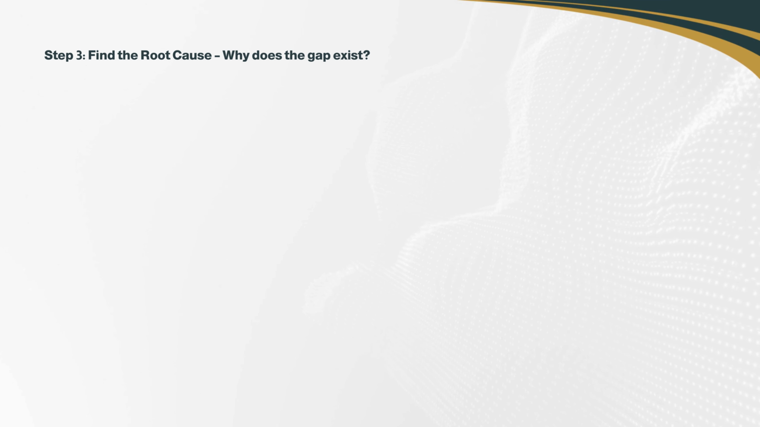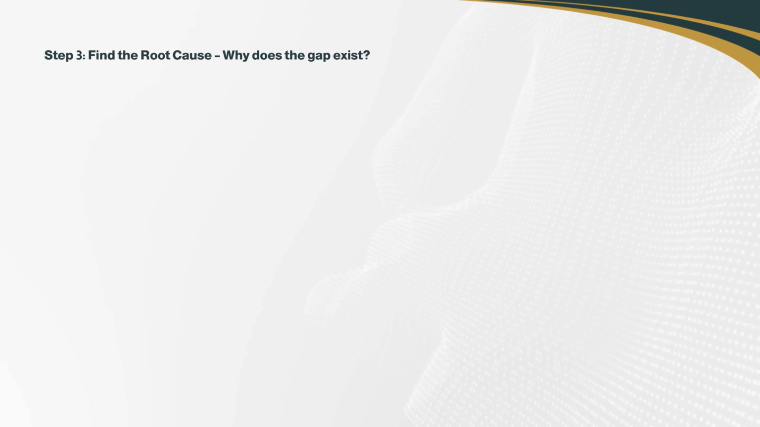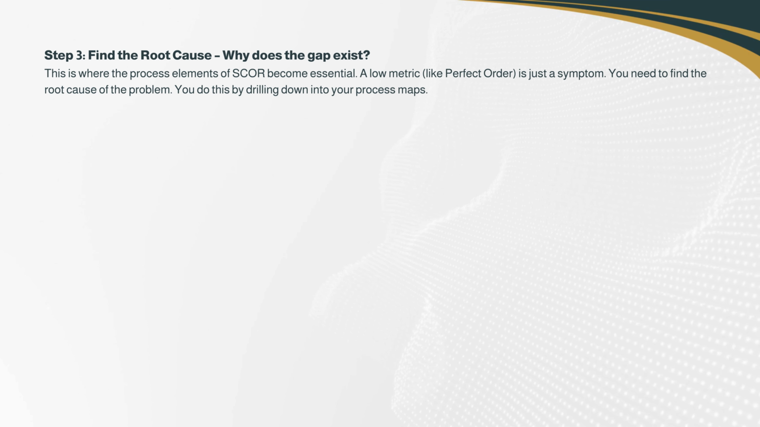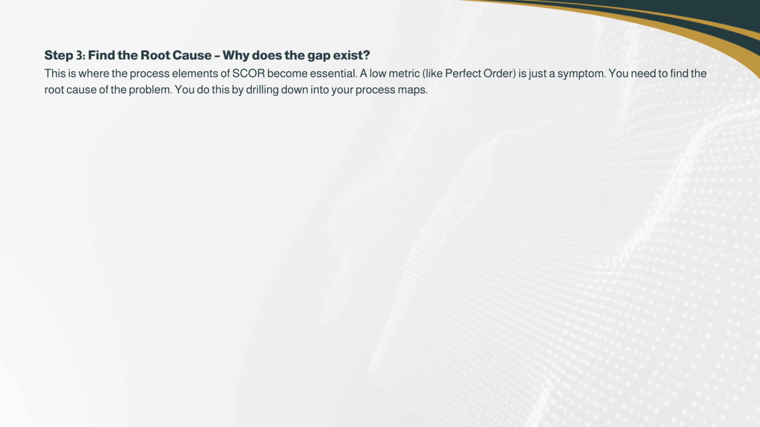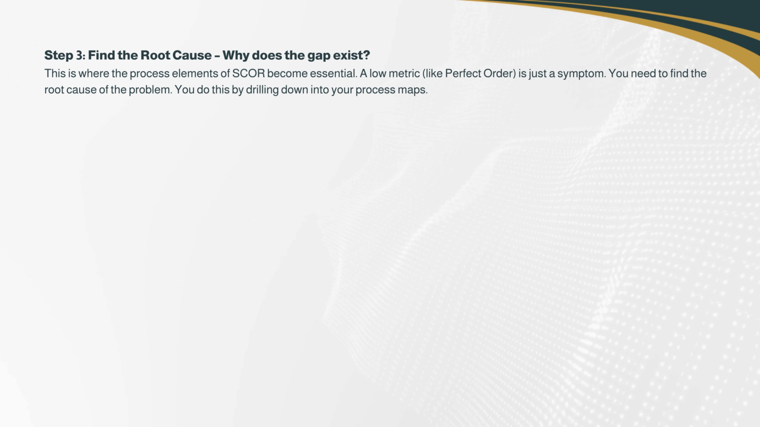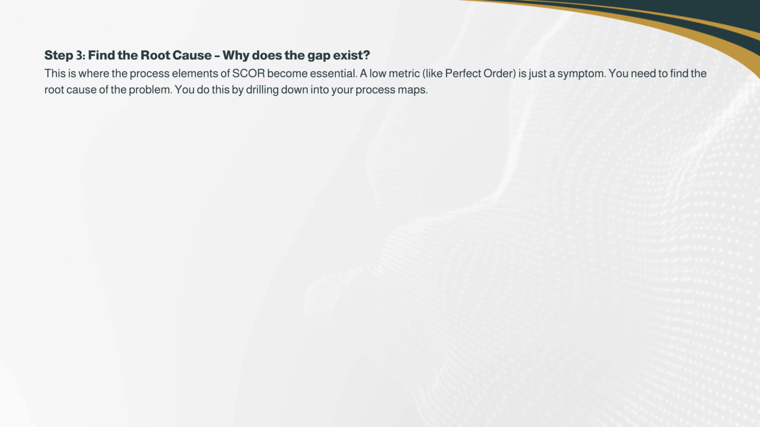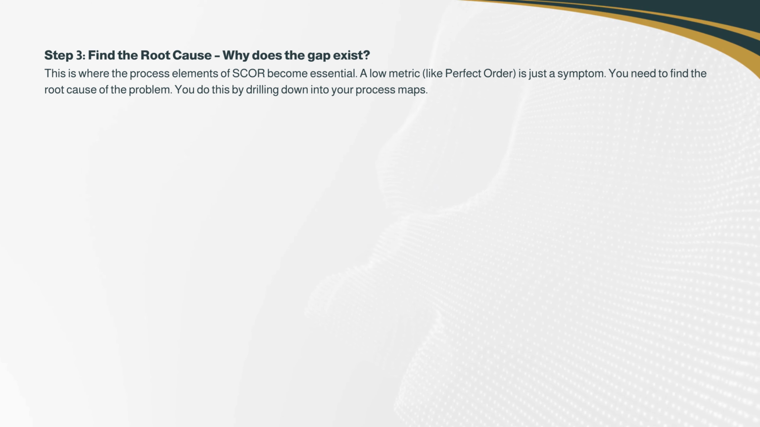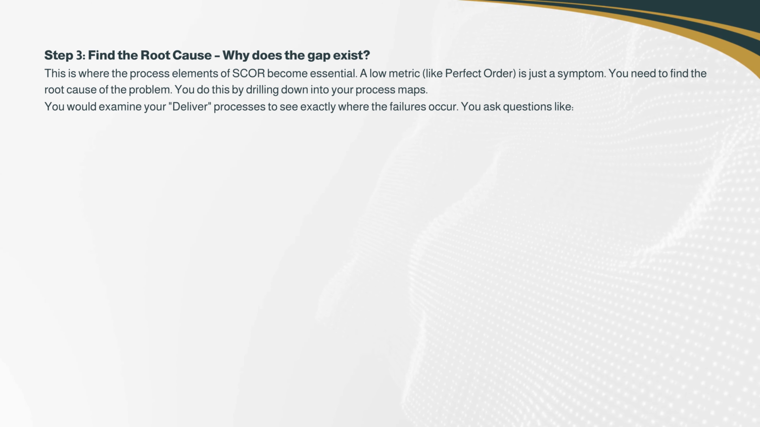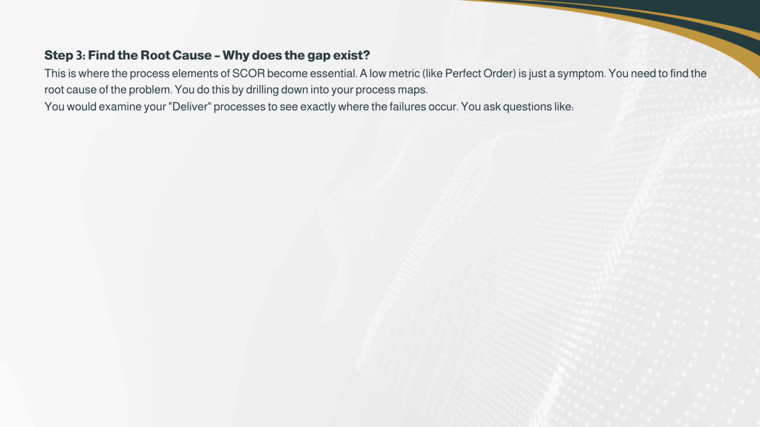Step 3. Find the root cause. Why does the gap exist? This is where the process elements of SCOR become essential. A low metric, like perfect order, is just a symptom. You need to find the root cause of the problem. You do this by drilling down into your process maps. You would examine your deliver processes to see exactly where the failures occur.